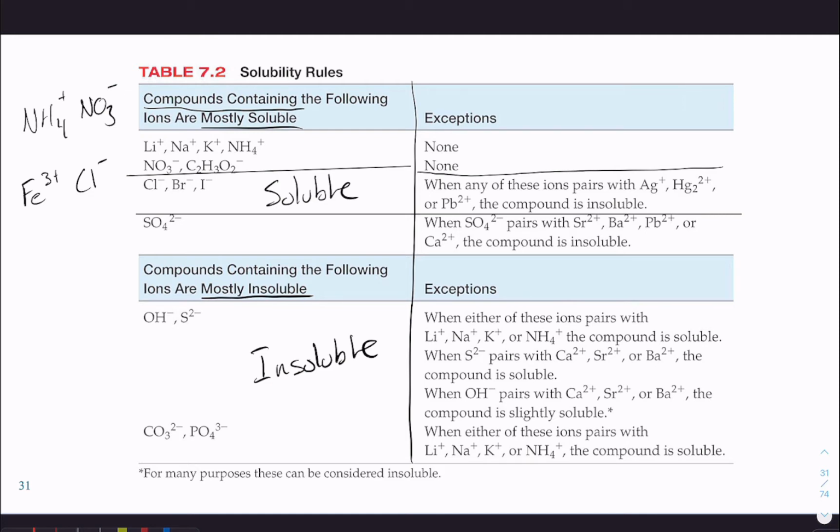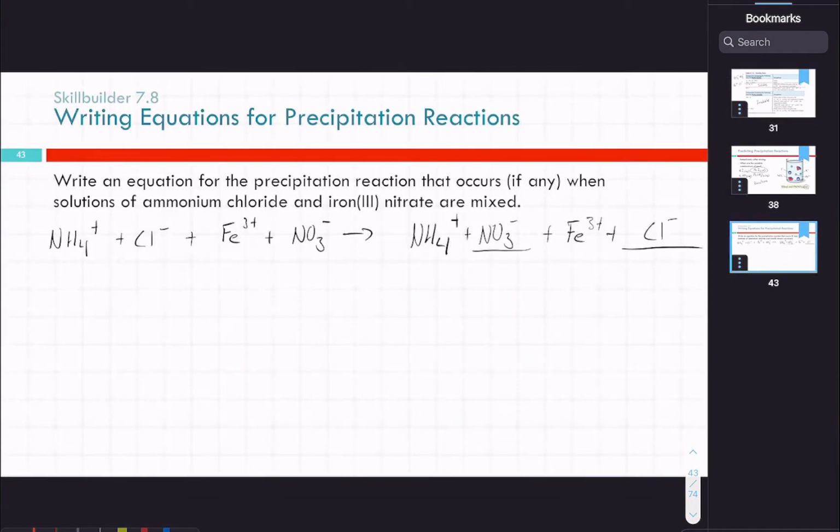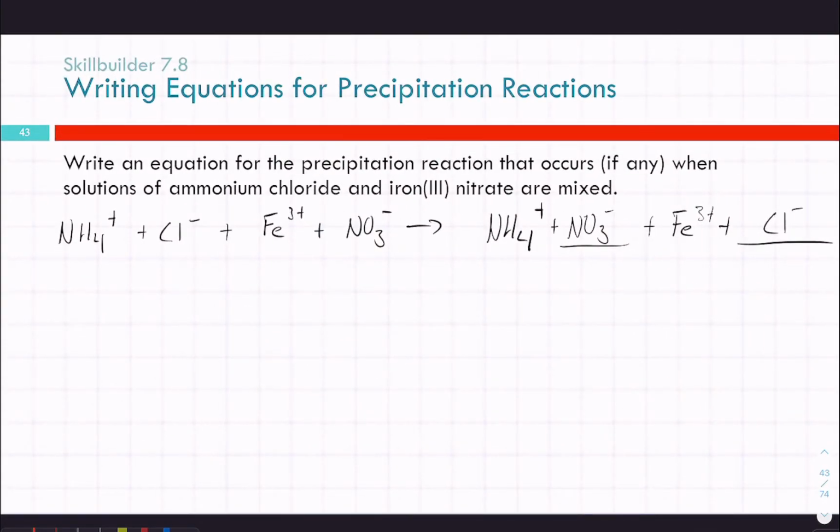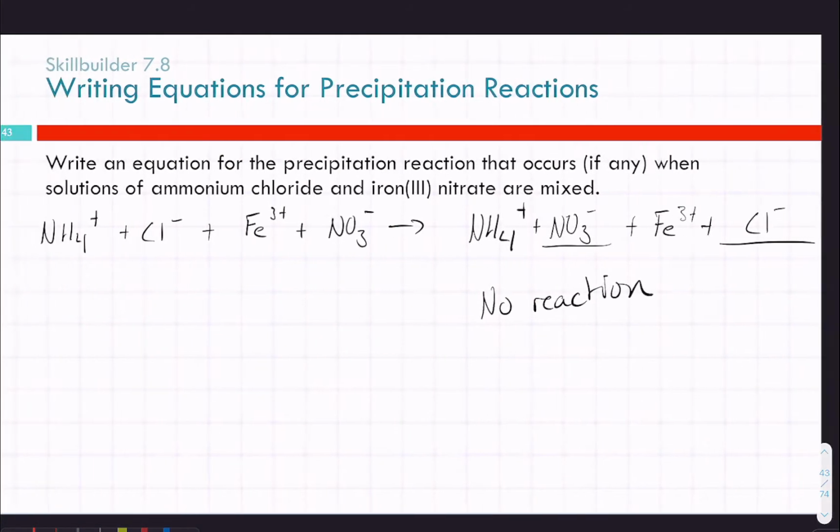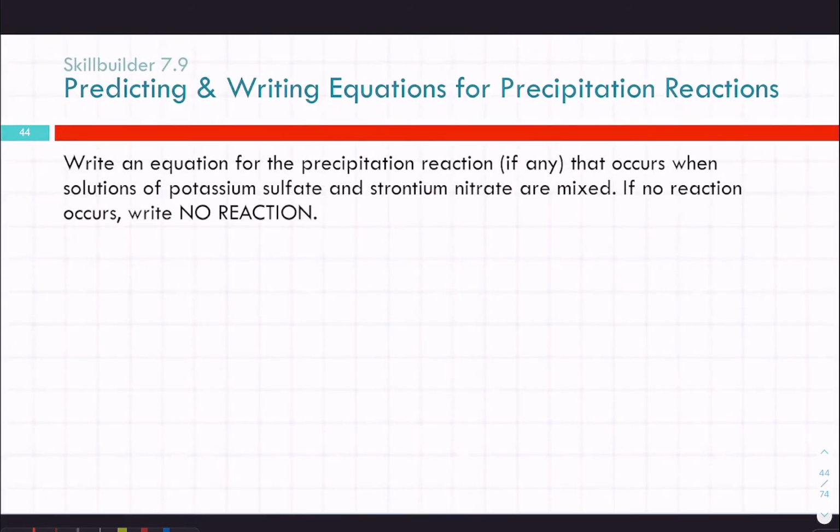So do we have a reaction? If both of these are soluble, is there a reaction? Right, no reaction. So there's nothing left to do there. So those ones go pretty quick if you can do this first. It won't always be the case though.